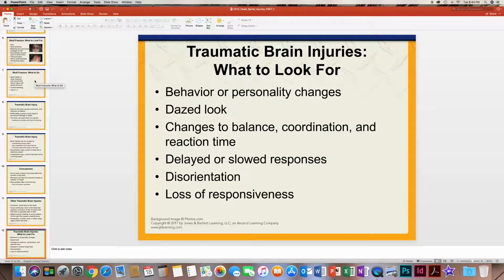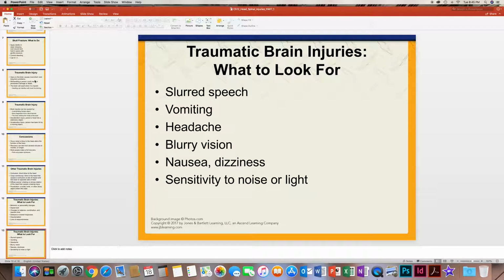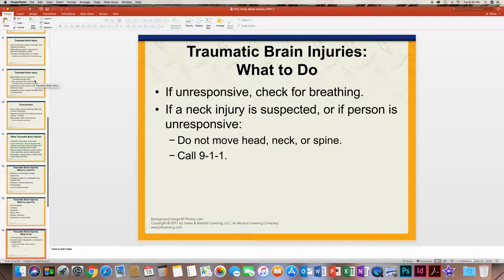What you need to look out for is personality changes, if the person looks dazed, if there are changes in their coordination or reaction time, if their responses are slowed, if they feel disoriented or they're not responsive. Also slurred speech, vomiting, headache, blurry vision, nausea, or sensitivity to noise and light.